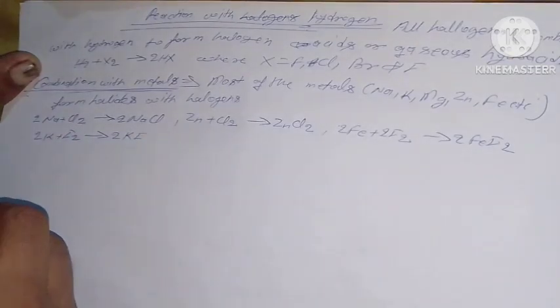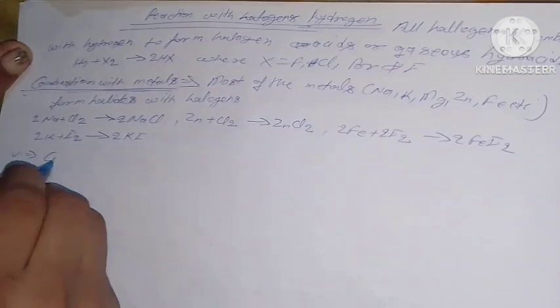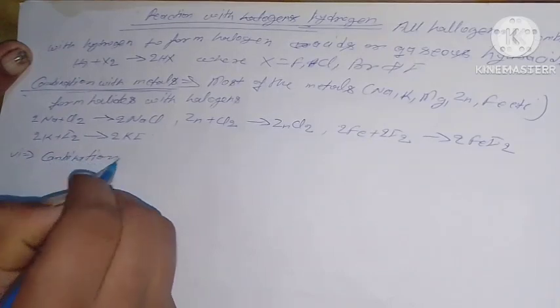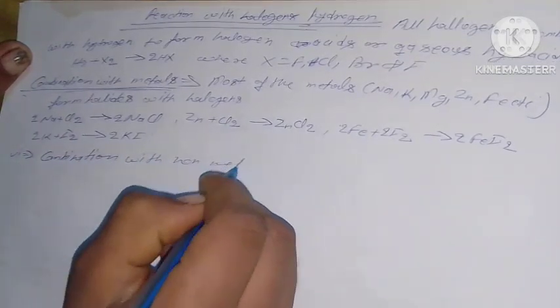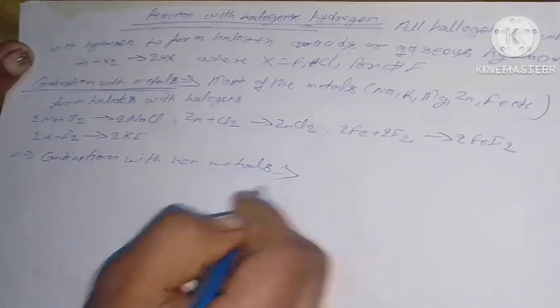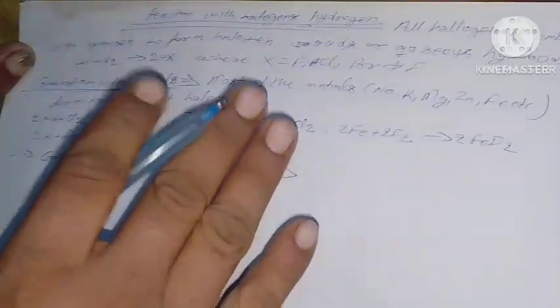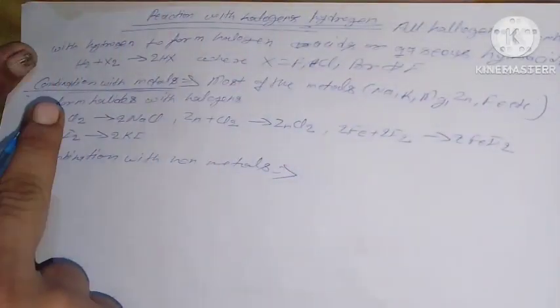Okay. Combination with non-metals. Some of the non-metals, sulfur, phosphorus, arsenic, etc., also combine with halogens forming halides.